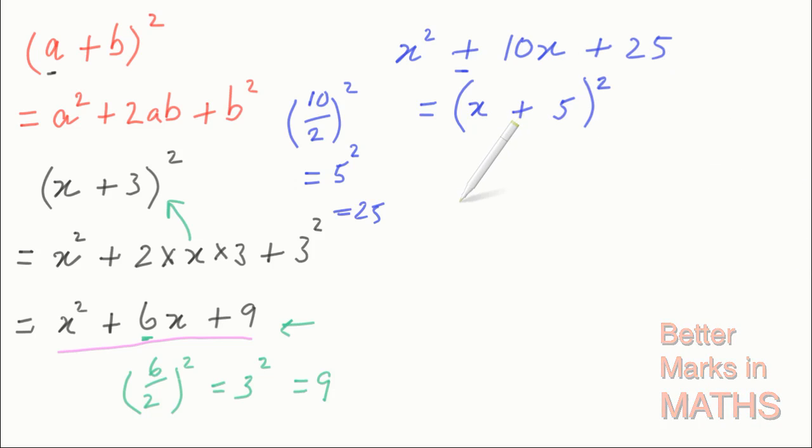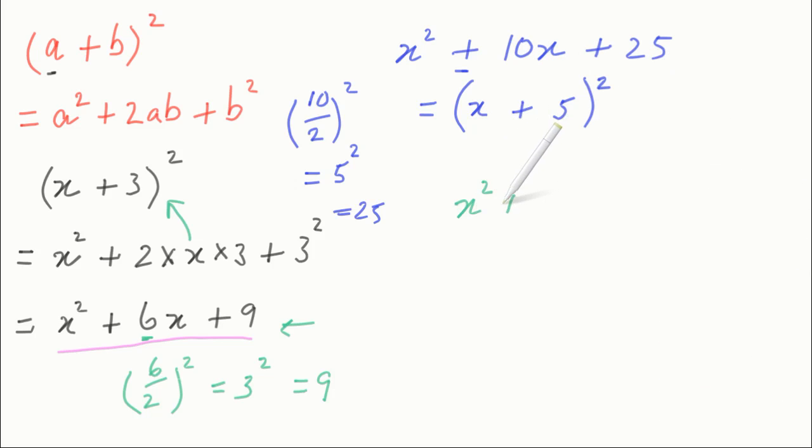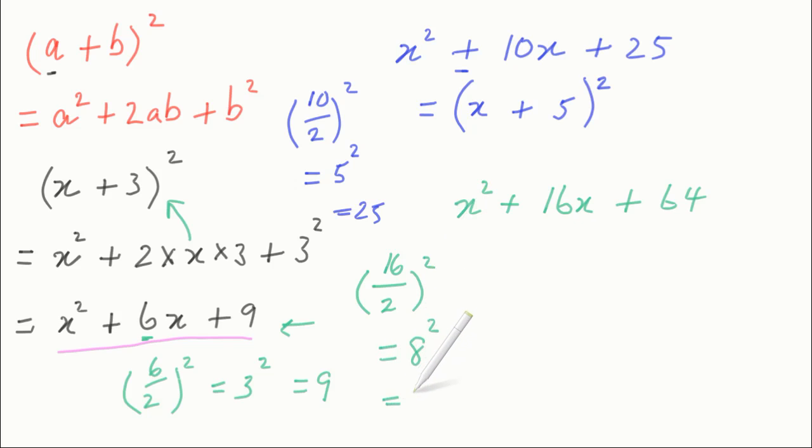Another example, x squared plus 16x plus 64. Testing again, the coefficient of x is 16, divide that by 2 and square it. That's equal to 8 squared, which does equal 64, which is this term here. So that means that can be factorized to x in brackets plus 8 all squared. So that's how you do it with this formula.